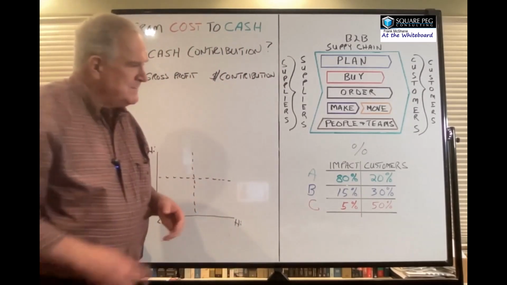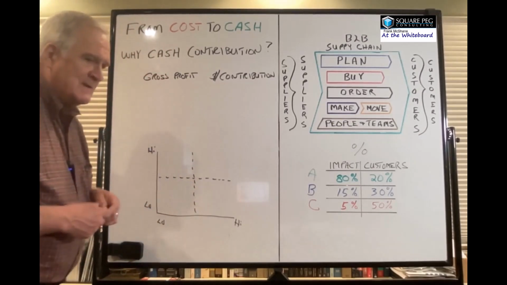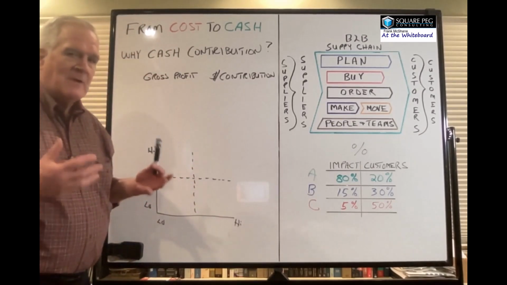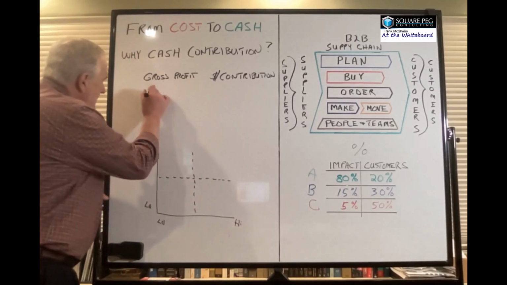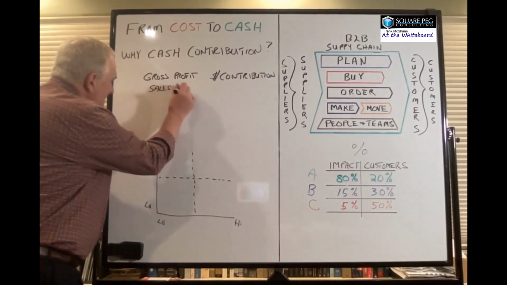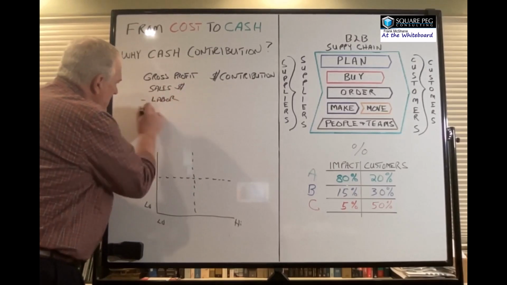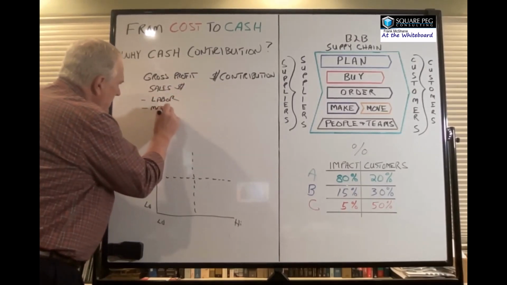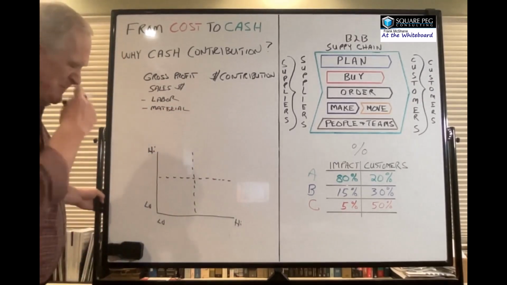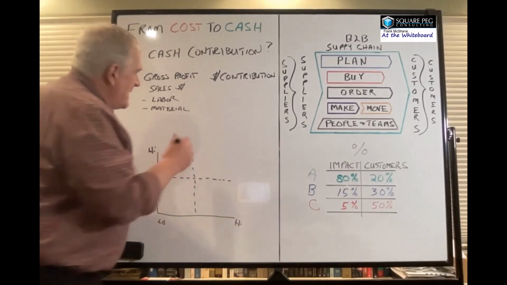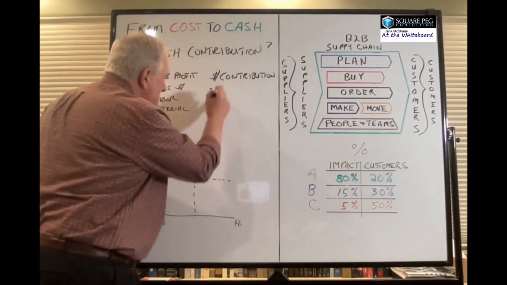So why is this so important? Some companies use gross profit as a way to measure the relative impact of the customers. And gross profit is typically calculated as sales dollars minus labor costs and material costs for the product or the service that you're selling and delivering. What's often missing out of that, though, are the other costs that go along with servicing a customer.